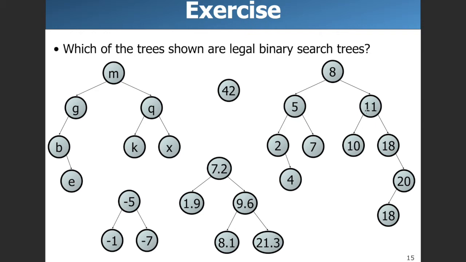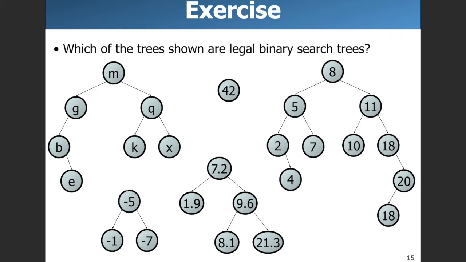10 is less than 11, which is good. 18 is greater than 11, which is good. And then we have 20, which is greater than 18, which is good. But here we also can have 18. So it is not legal to have duplicates in a binary search tree, because all the elements are unique. So this is not a legal tree, just because of this.